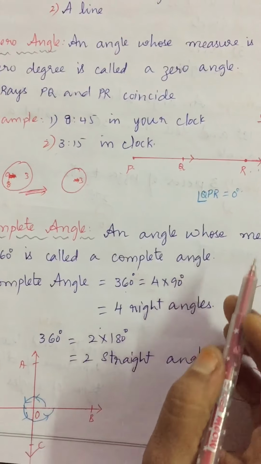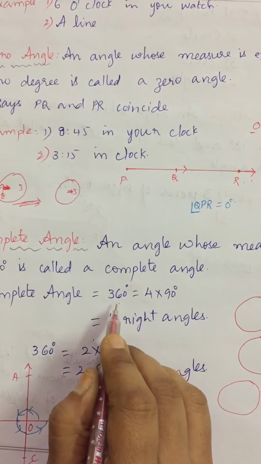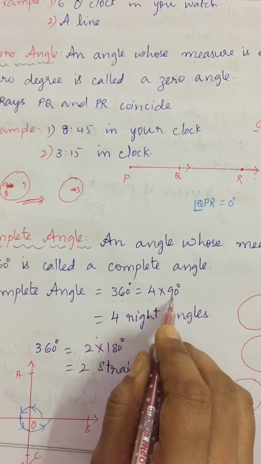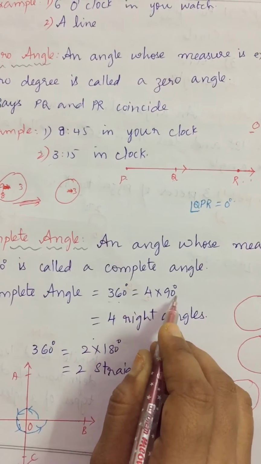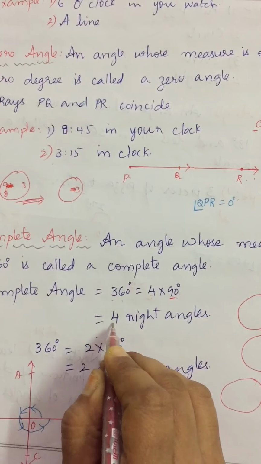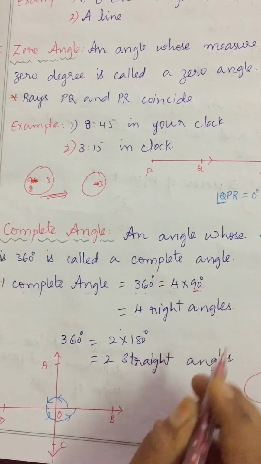Like exactly 180 degrees is a straight angle, similarly exactly 360 degrees is a complete angle. 360 I can write, children, as 4 into 90, 4 nines are 36, so 4 into 90 is 360. That means 90 is what? Right angle. That means 4 right angles.